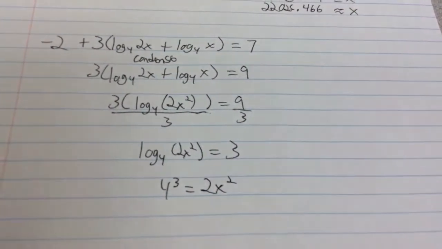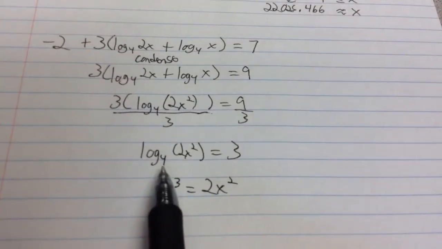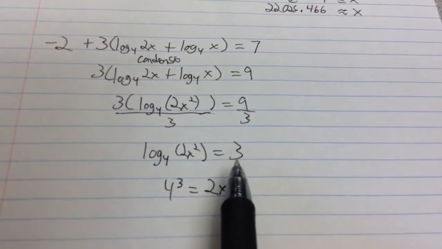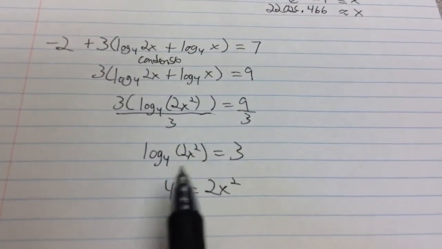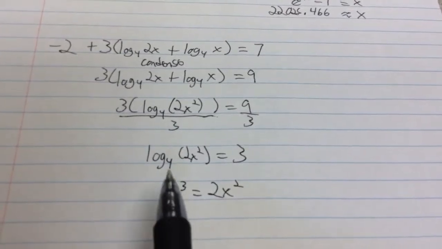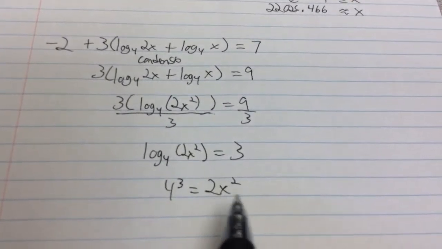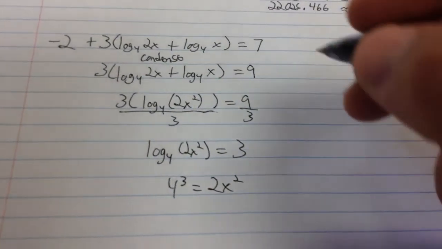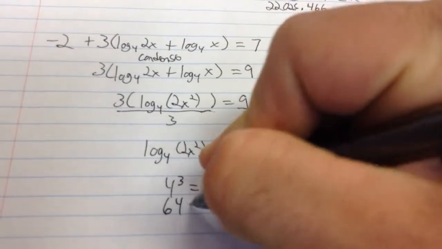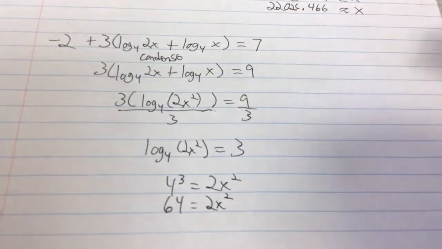Notice I said that a little different, but it's still the same. This base raised to this exponent equals this number. This base 4 raised to this exponent 3 equals this number, 2x squared. Now 4 to the third is 64. You have 2x squared over here.